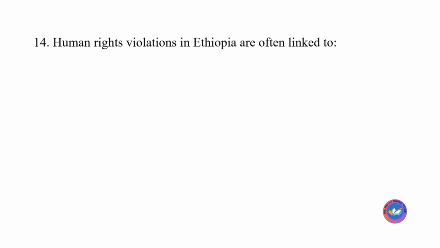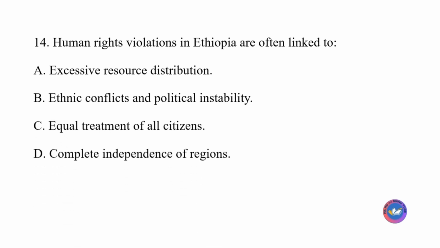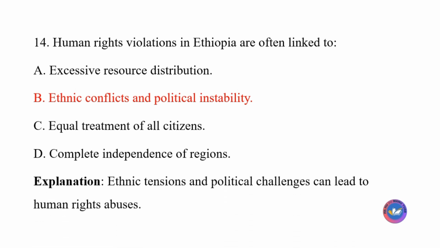Question number 14. Human rights violations in Ethiopia are often linked to A. Excessive resource distribution, B. Ethnic conflicts and political instability, C. Equal treatment of all citizens, D. Complete independence of regions. The answer is ethnic conflicts and political instability. Ethnic tensions and political challenges can lead to human rights abuses.